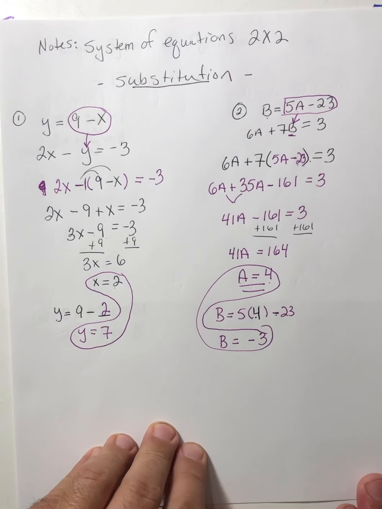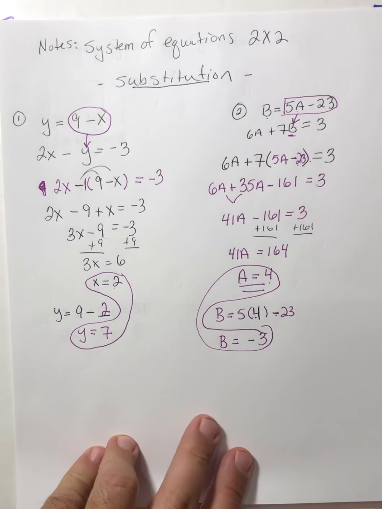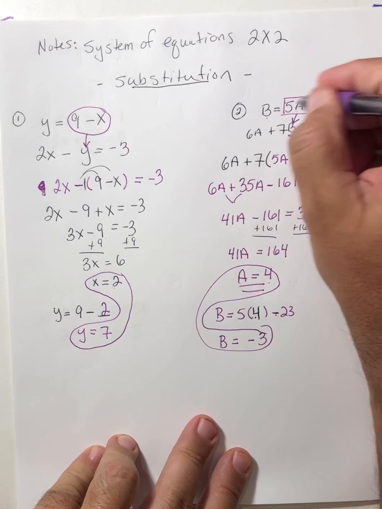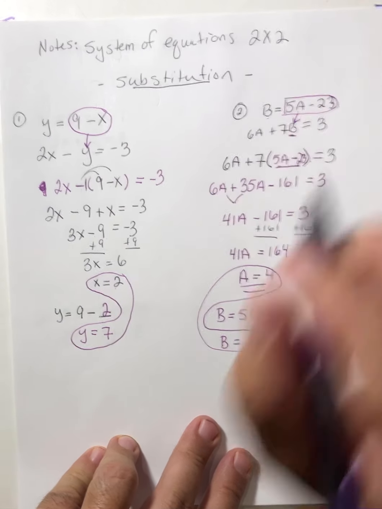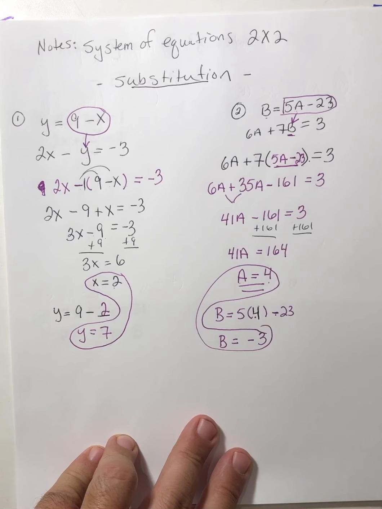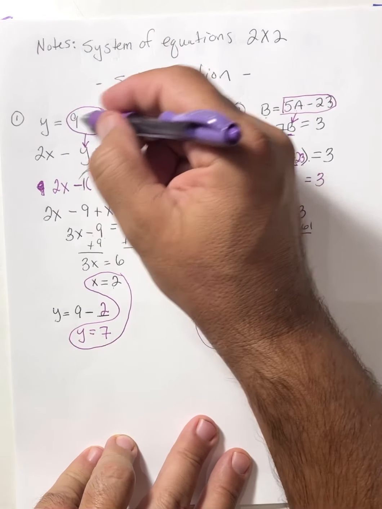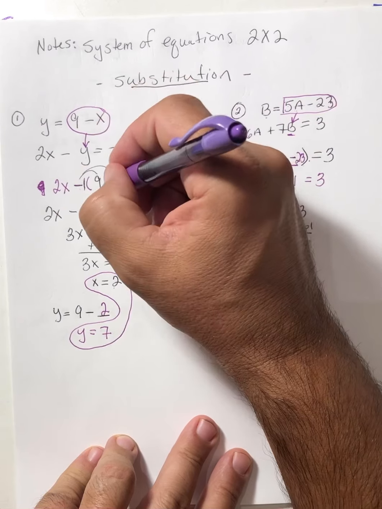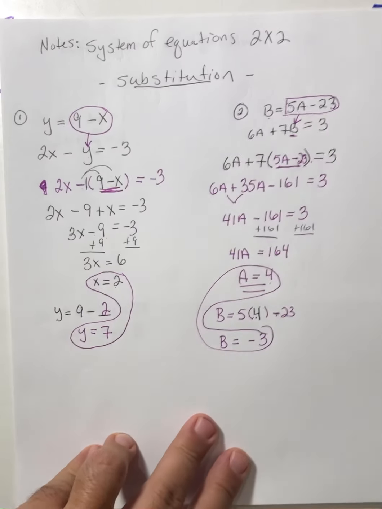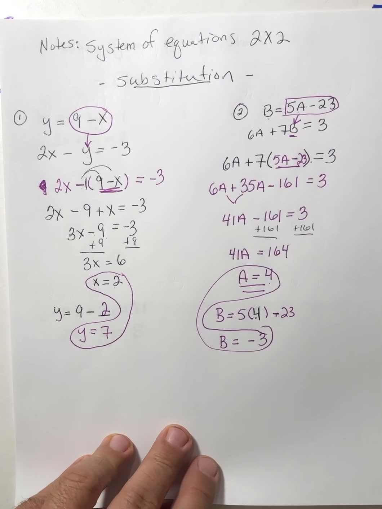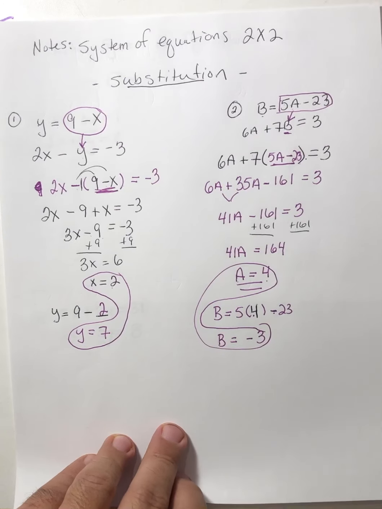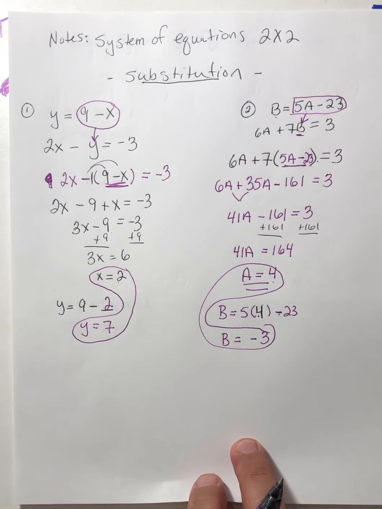So we just did substitution. 5A minus 23 was equal to B, we popped it in right there. And y equaled 9 minus x. Plugged it in for the y, plugged it in right there. And then the rest was your algebra. Okay, that's substitution.